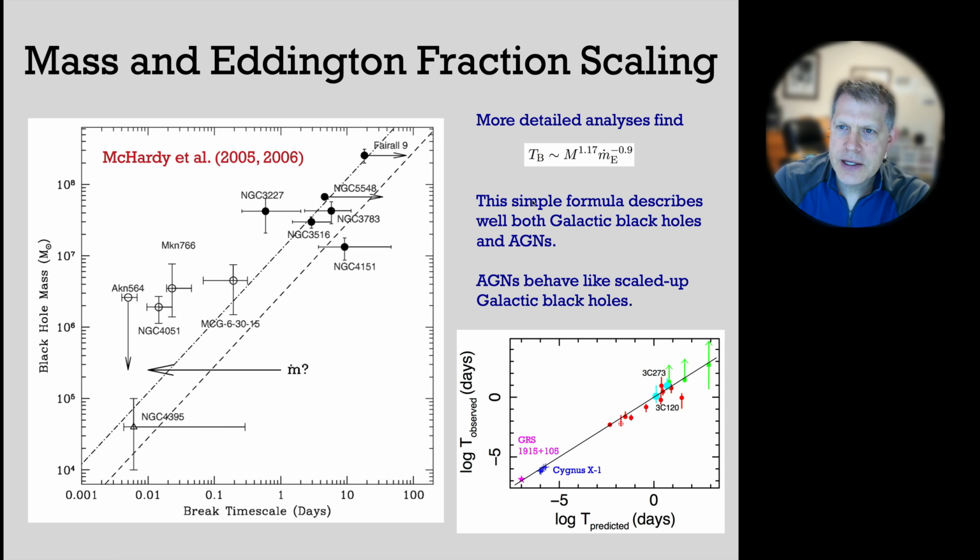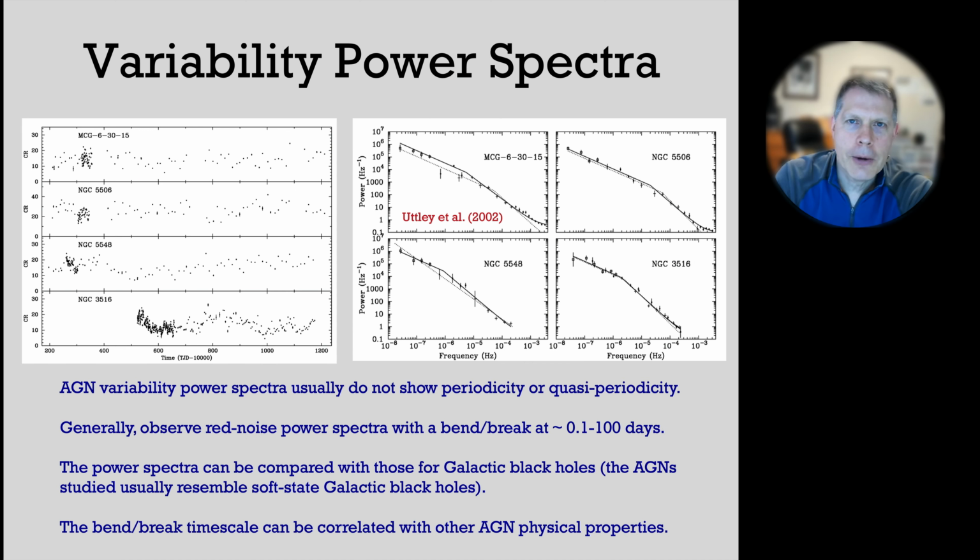And notably, this simple formula actually seems to describe well both galactic black holes and AGNs, kind of unifying these systems, in the sense that AGNs appear to behave, at least in some ways, like scaled-up galactic black holes. And that's what's shown in this plot down here. Here you're showing the observed break timescale versus the predicted break timescale from a simple scaling like this. And you see here are the active galaxies, and you apply the same thing to the galactic black holes, Cygnus X-1, GRS 1915+105, they're down there. So there seems to be, at least, prospects for an interesting unification of supermassive black hole and stellar mass black hole systems. So that's an example of one of the things that emerges from power spectrum analyses of AGN variability. And again, there's a large body of work here with many interesting findings. This is just one of them.